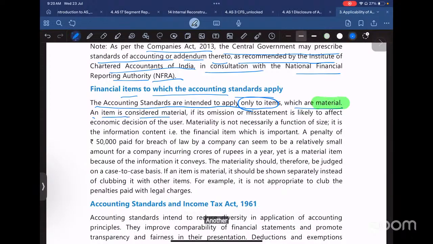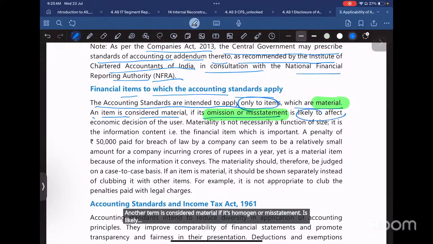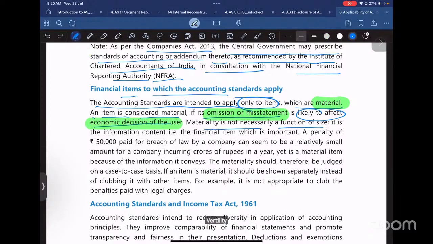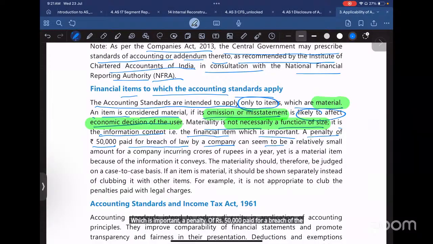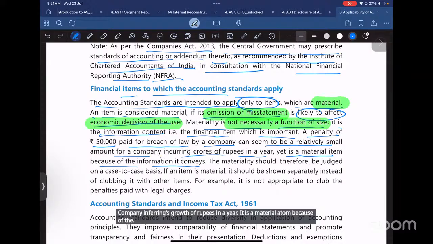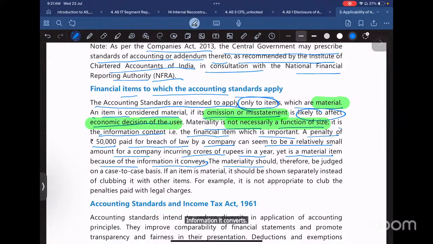An item is considered material if its omission or misstatement is likely to affect the economic decision of the user. Materiality is not necessarily a function of size. It is the information contained in the financial item which is important. A penalty fee of rupees 50,000 paid for a breach of law by a company can seem to be a relatively small amount for a company incurring crores of rupees in a year. It is a material item because of the information it conveys. The materiality should therefore be judged on a case-to-case basis.